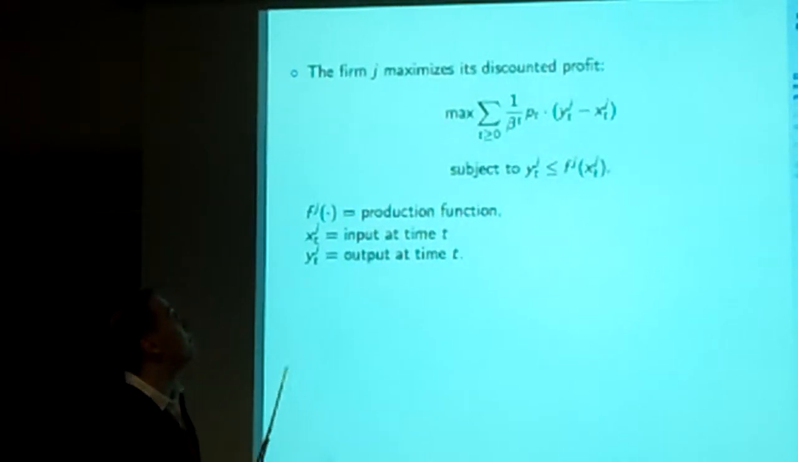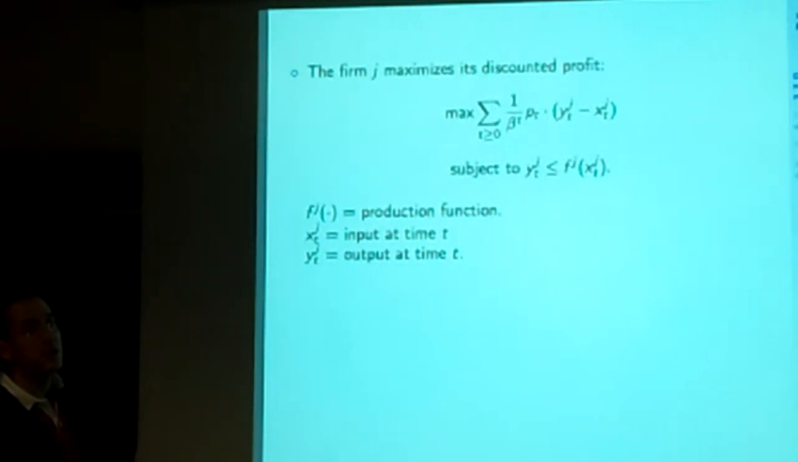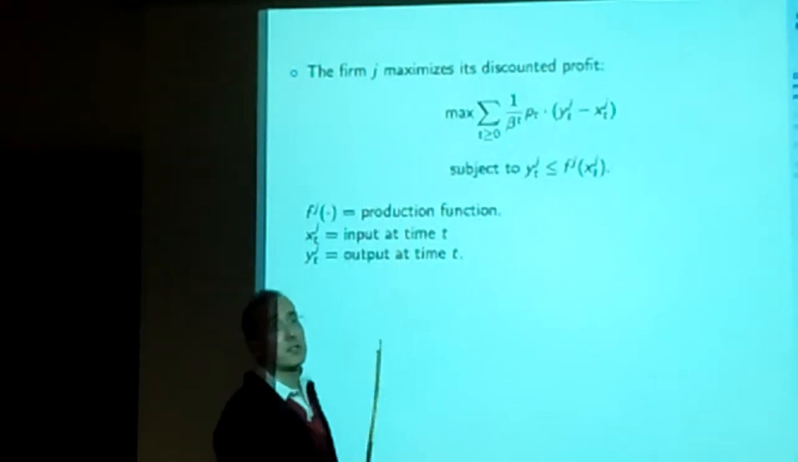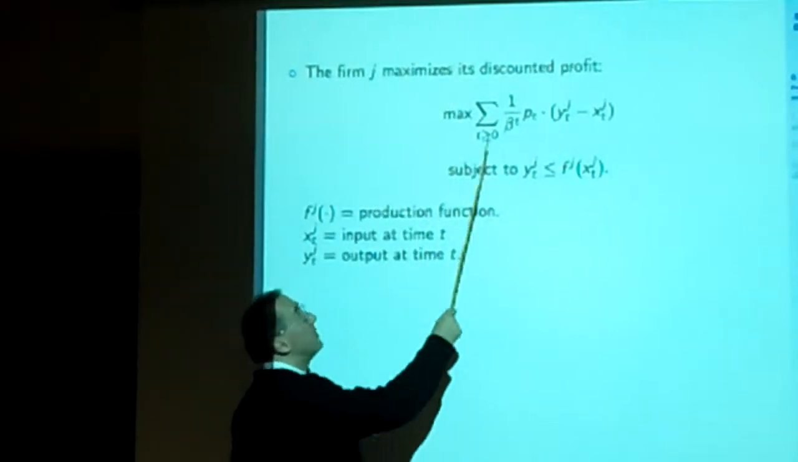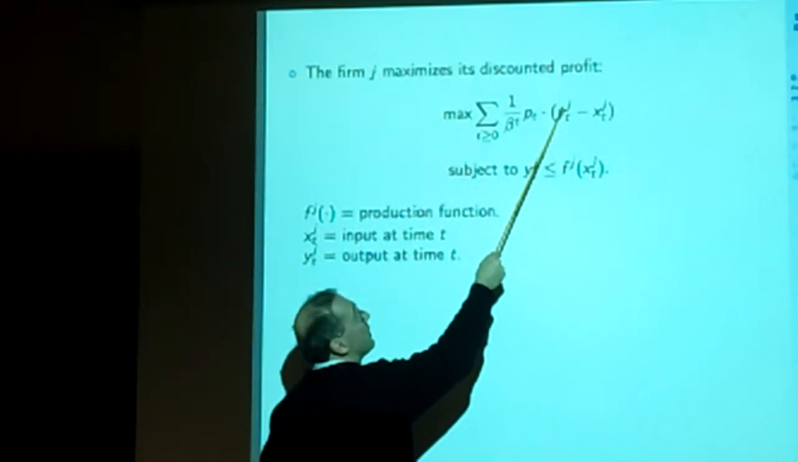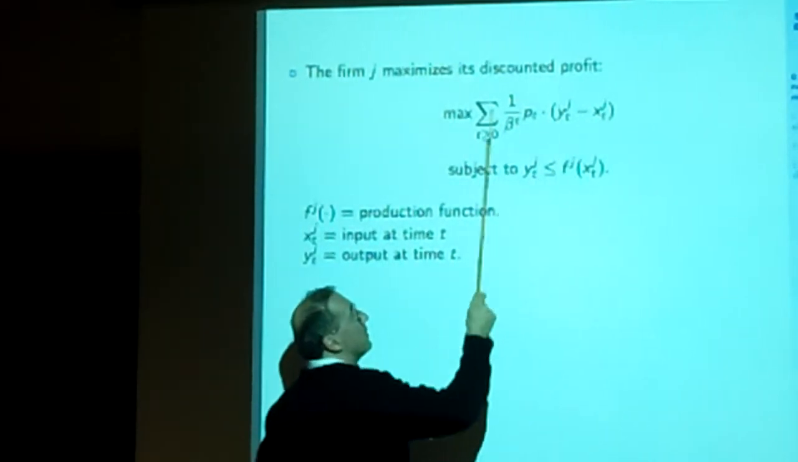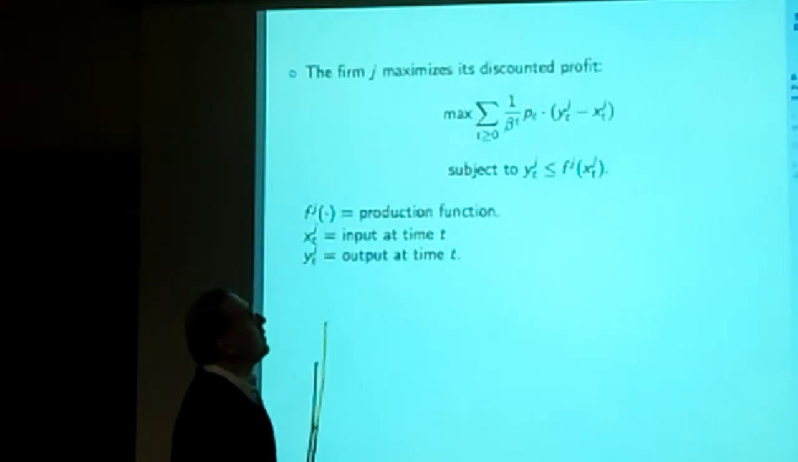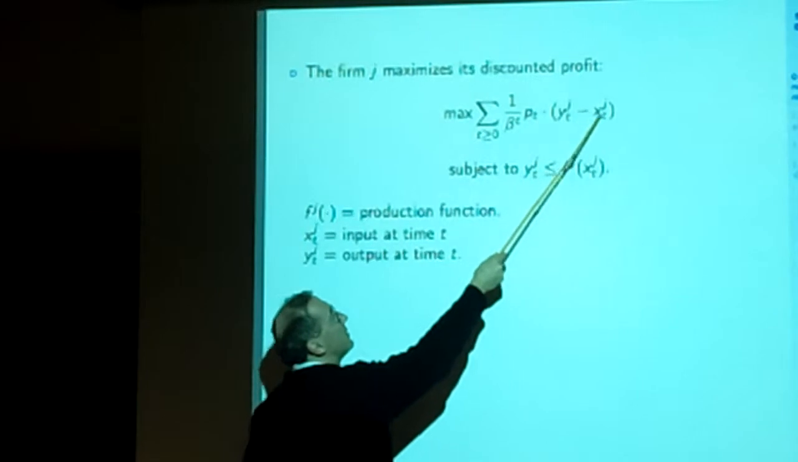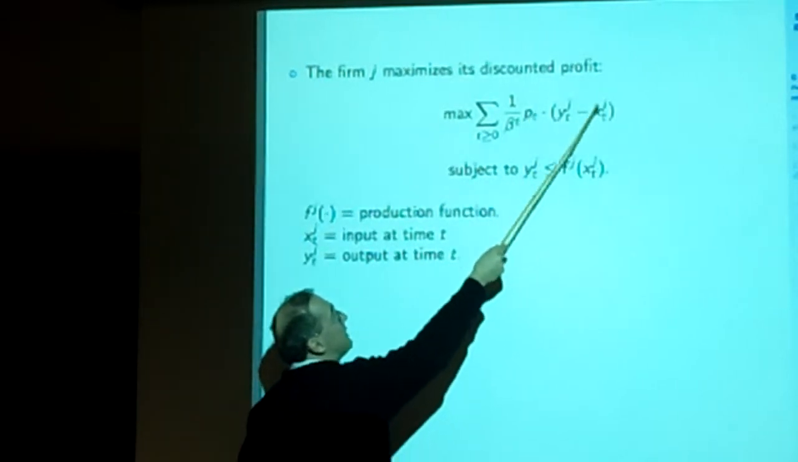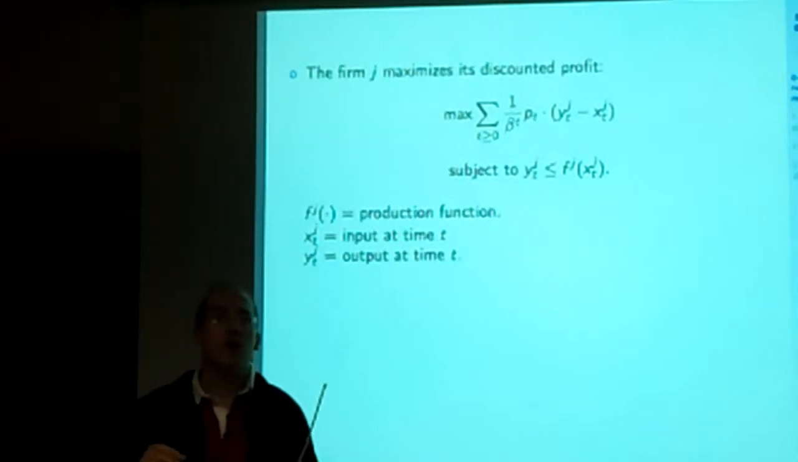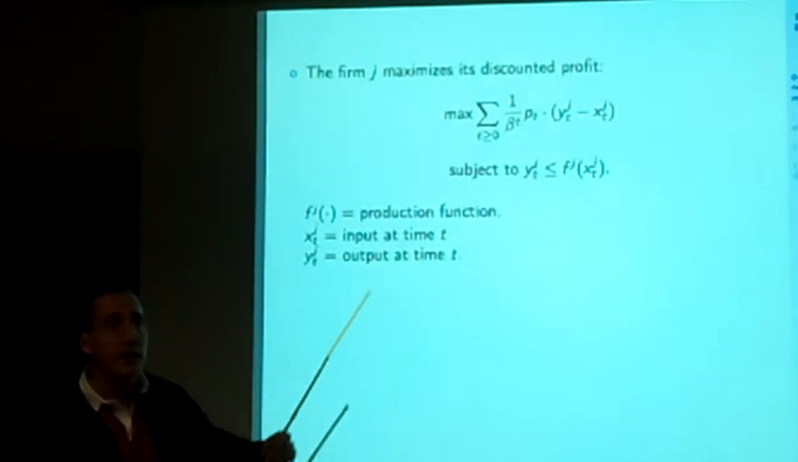Now, what does the firm do? The firm tries to maximize its profit, its discounted profit. So here you find the discount factor that was mentioned this morning. The price times the output minus the input. This is what you will sell on the market. This is the cost, p_t times this is the cost. And you try to maximize the cash flow from today until the end of your life.